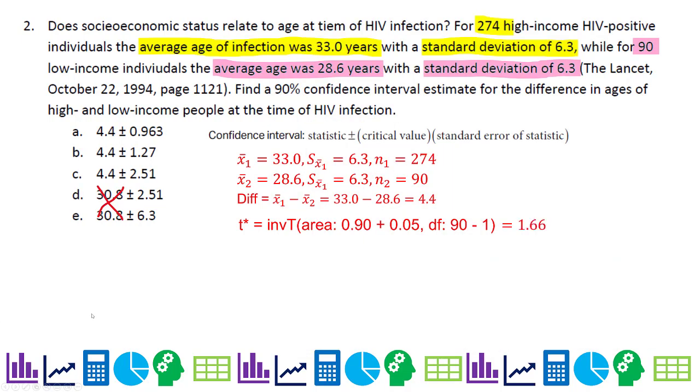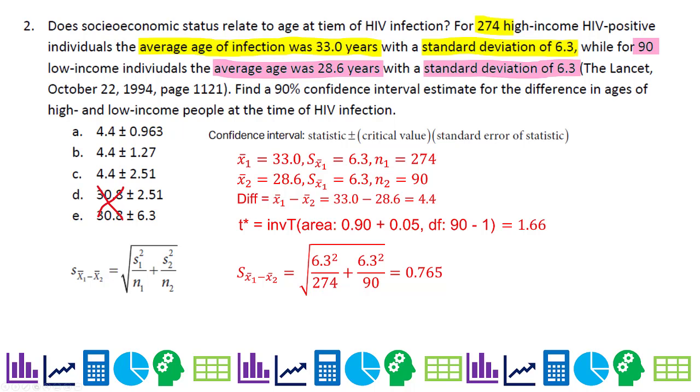So now we know our critical value is 1.66, which is probably good enough. And then we need to find our standard error. Substituting in, we get 6.3, the same standard deviation for both. We have both sample sizes underneath. Plug and chug on the calculator, and we get a standard error of 0.765. Then if we substitute those two values in, our critical value and the standard error, we get 1.27, which leaves us with choice B.